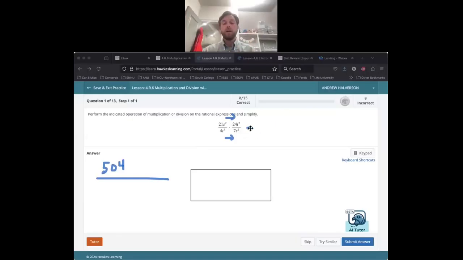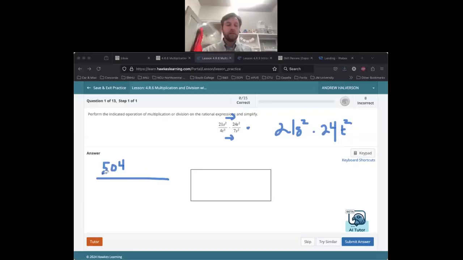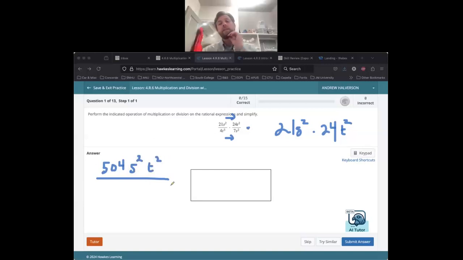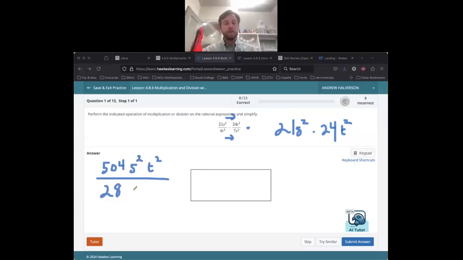Remember, how do we multiply 21s squared times 24t squared? You multiply the separate numbers first and then multiply the variables. So when I multiply the variables, what do I get? s squared t squared. Good. Now how about the bottom? 4 times 7 is 28. t to the third, s squared. S squared, t cubed. Right.